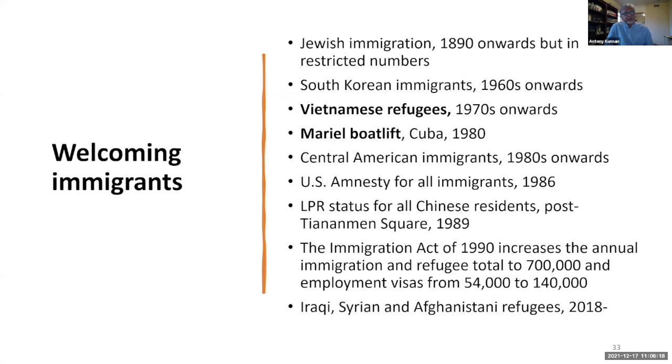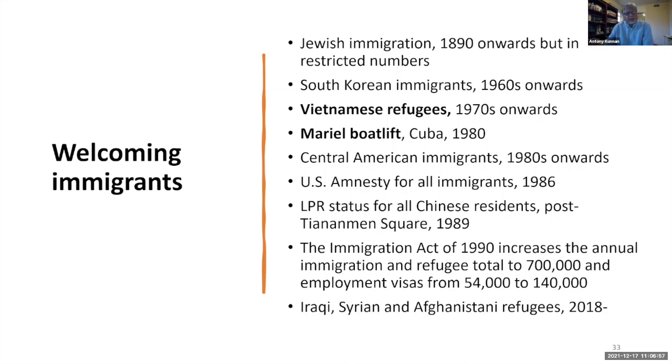Jewish immigration, South Korean immigration, Vietnamese refugees, the Mariel boatlift from Cuba, Central American immigrants, US amnesty for immigrants, legal permanent residency status for all Chinese residents after the post-Tiananmen Square incident, the Immigration Act of 1990, which increased the annual immigration and refugee total to 700,000, and employment visas going from 54,000 to 140,000. And then most recently, refugees from Iraq, Syria, and Afghanistan.